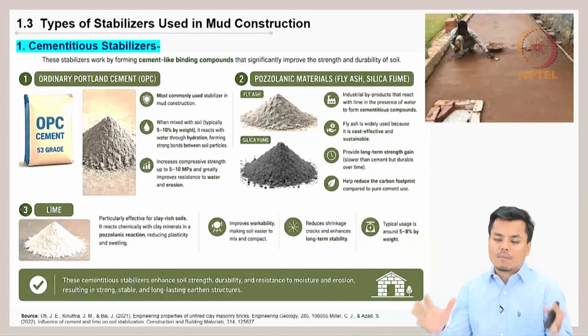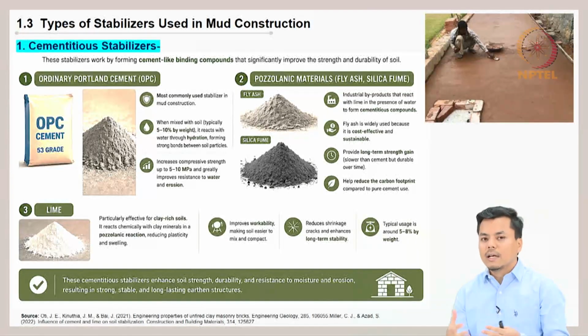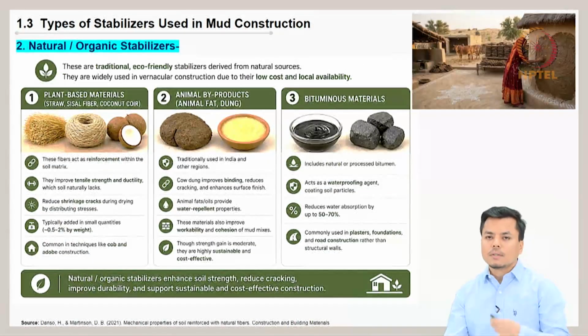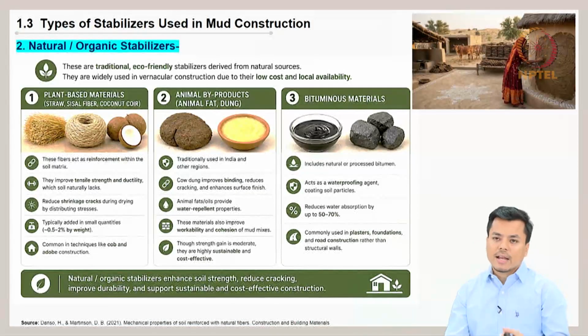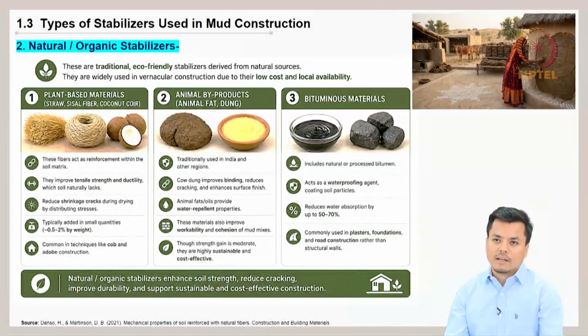So overall, these are some of the cementitious stabilizers that can be added to increase the workability, durability and strength of the earth based material. Then next is natural and organic stabilizers. These are traditional and very eco-friendly, because these are all byproducts of nature and can disintegrate back to nature very easily, and are derived from different natural sources. They are widely used in vernacular constructions due to their low cost and local availability.